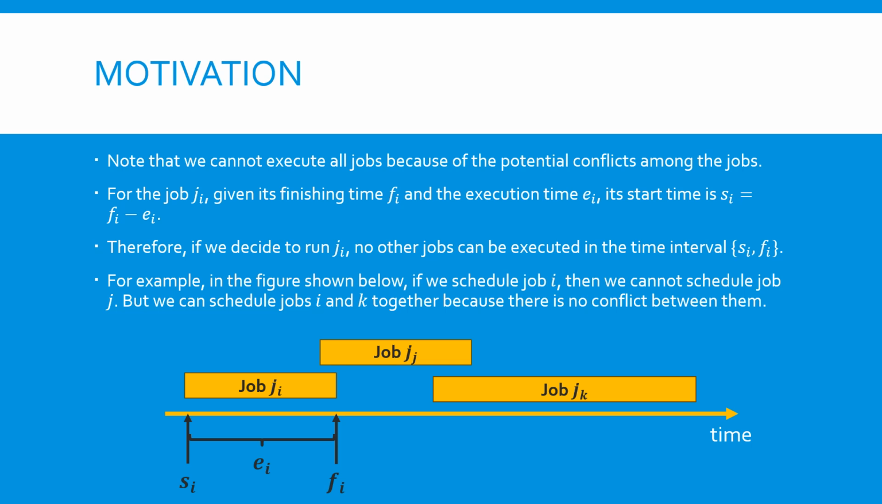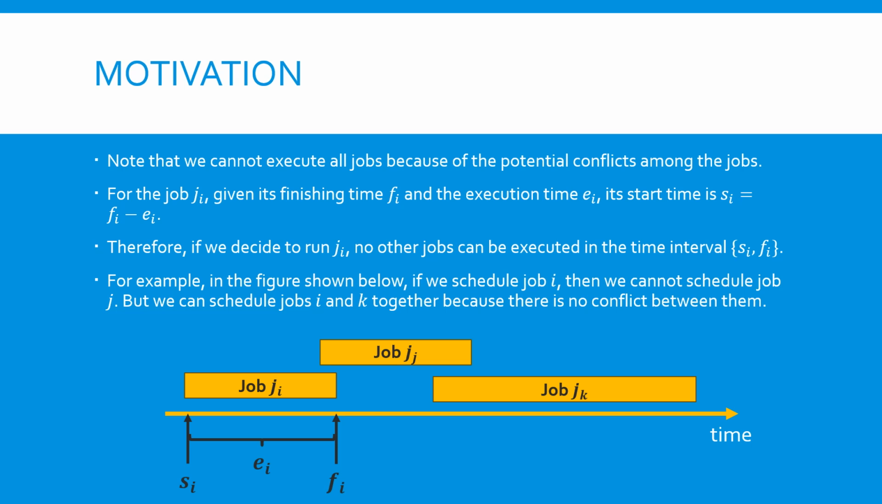Keep in mind that we cannot schedule all jobs due to the potential conflicts between them. For the job Ji, we know that it needs Ei time to run and must be finished by its deadline Fi. From this, we can easily infer that the job must start at Si equals Fi minus Ei. In other words, job Ji will occupy the server during the time interval from Si to Fi, preventing any other jobs from running during that period.